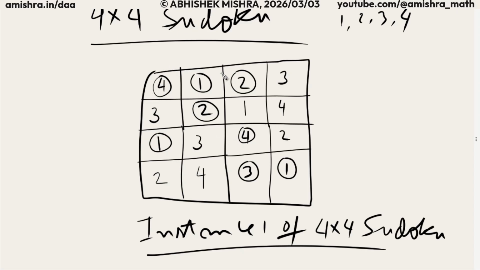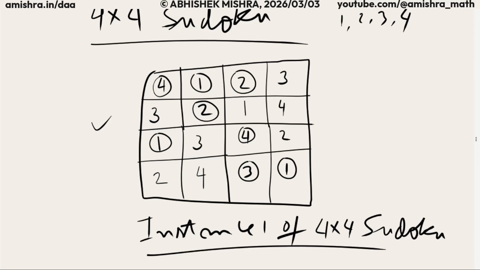So first small square we consider 1 2 3 4, second square 1 2 3 4, third again 1 2 3 4, fourth square 1 2 3 4. First row 1 2 3 4, second row 1 2 3 4, third row 1 2 3 4, fourth row 1 2 3 4. First column 1 2 3 4, second column 1 2 3 4, third column 1 2 3 4, fourth column 1 2 3 4. So this is a valid instance because we have a solution.